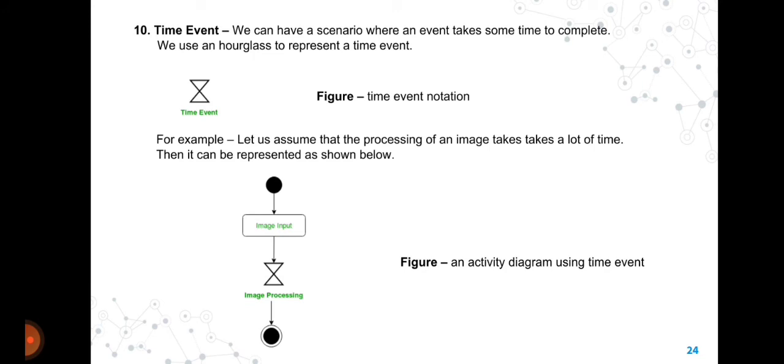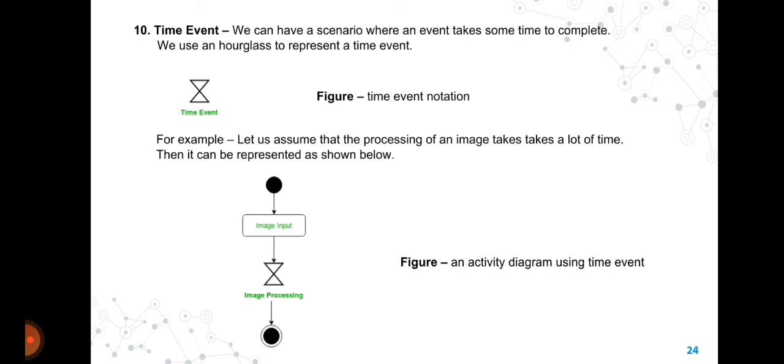The next one is time event. We can have a scenario when an event takes some time to complete. We use an hourglass to represent a time event. Here we can see the notation for time event. For example, let us assume that the processing of an image takes a lot of time. It can be represented as shown below.